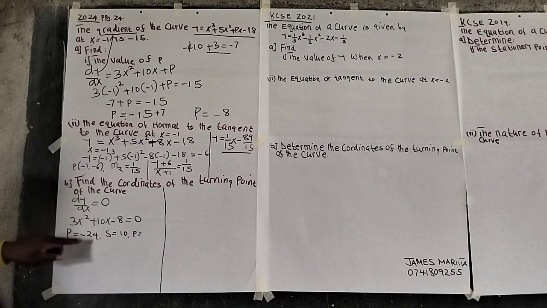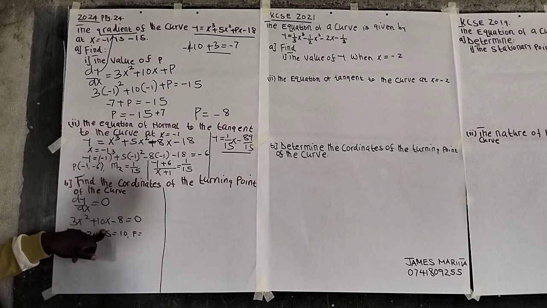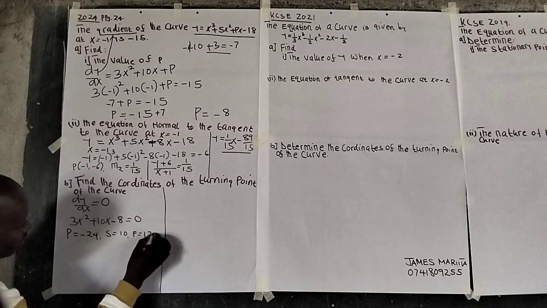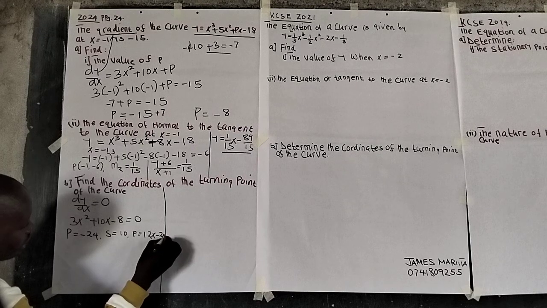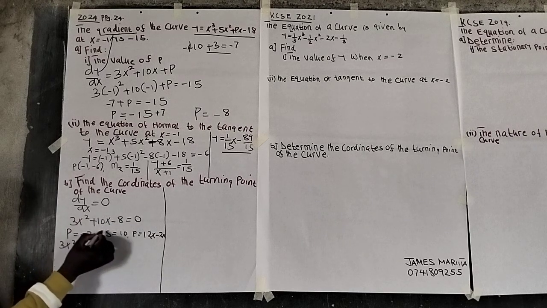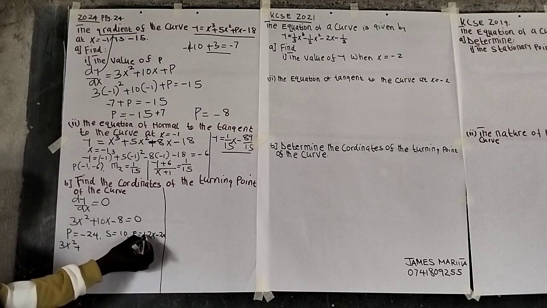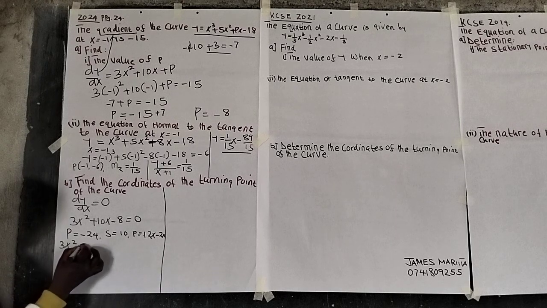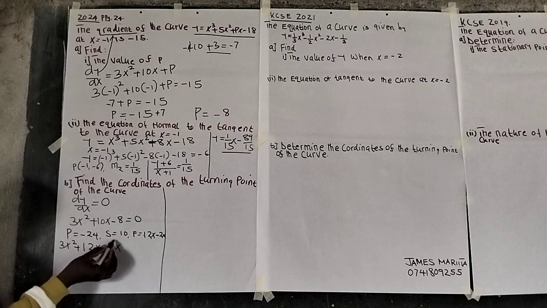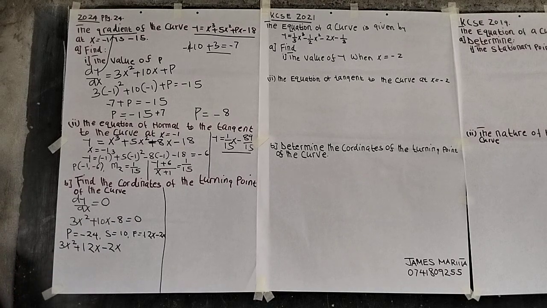Two numbers which can give us a sum of 10x and a product of negative 24. So those numbers you will get them. The factors are 12x and negative 2x. So we have 3x squared plus, instead of writing 10x here, we write 12x minus 2x, because when we find the sum of these two, our answer is equal to 10x.